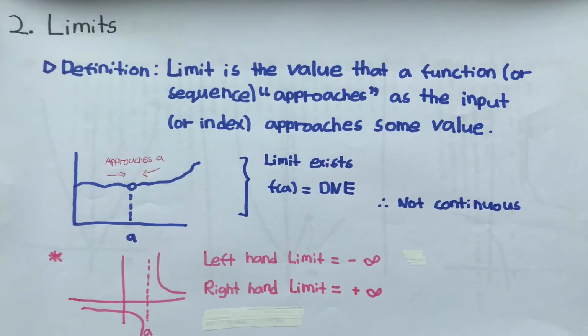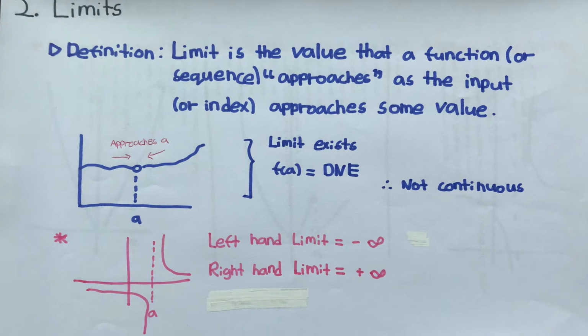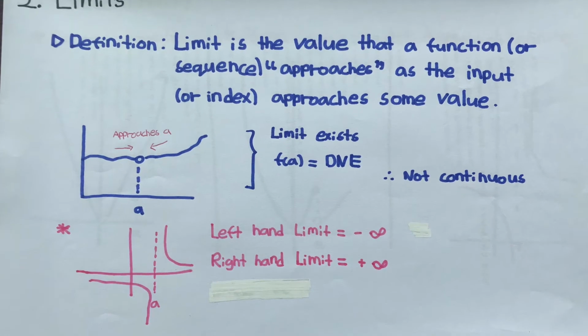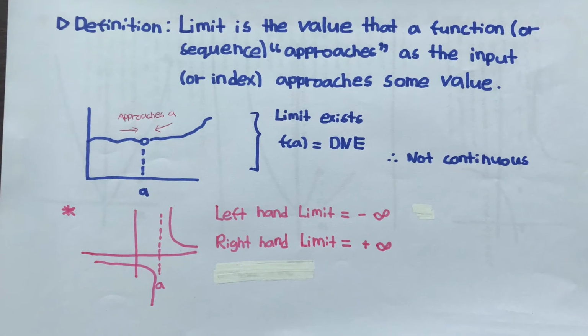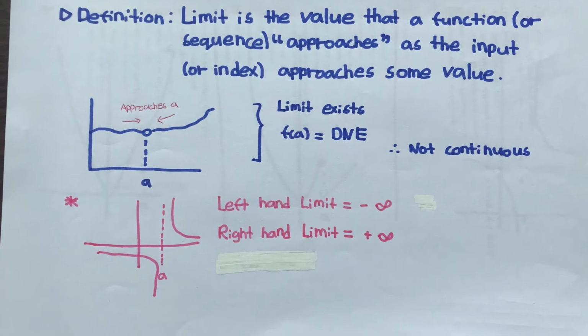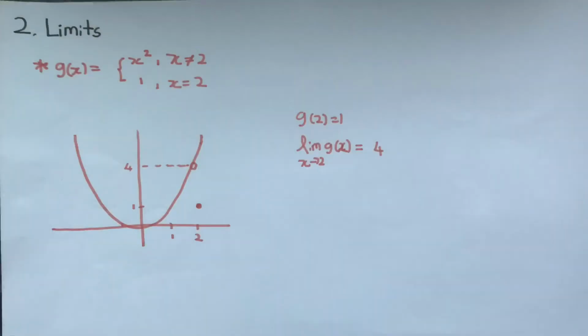A limit is the value that a function approaches as the input approaches some value. Often you can find the limit by plugging the x value into the function. Sometimes if the graph has an asymptote, the limit has a positive or negative infinite value.